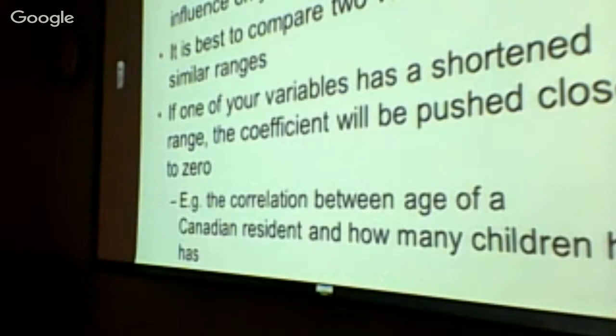Some of the things that affect correlation: range is one of the biggest things. So, range of your variables. Remember what range is? What's range again? Exactly. The difference between your lowest value and highest value in your data set. So the breadth of that range will have an effect on your correlation. Ideally, we like to compare things with similar ranges. It's very rarely the case we have that opportunity.